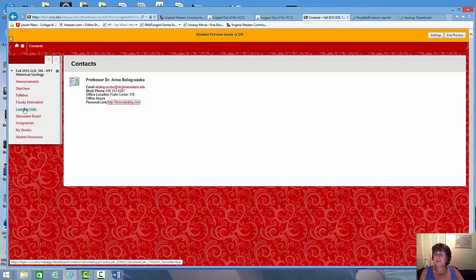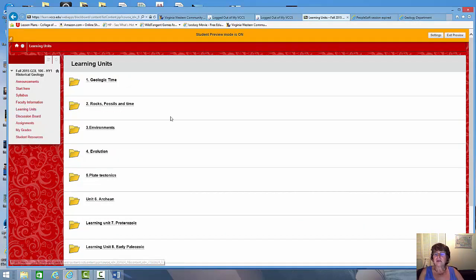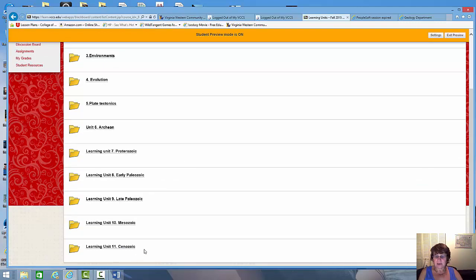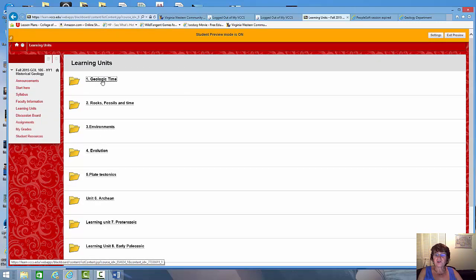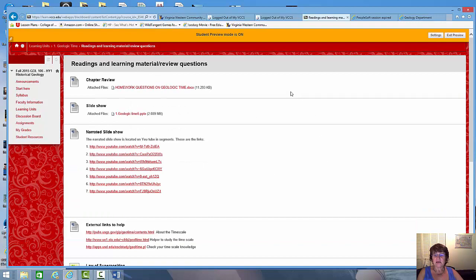So after that is the learning units. This is one of the most important places, actually. As you can see, the whole semester is divided into 11 learning units, so it's pretty cool. The first one is the geologic time. When you click on this, each of them actually starts with a learning objective part, and then if you go into readings and learning materials, you will see the homework questions first.